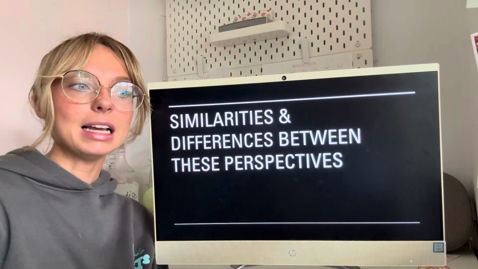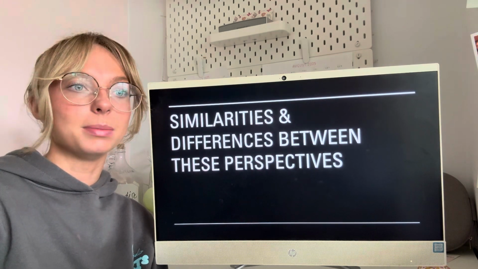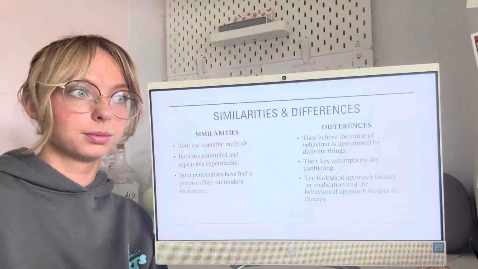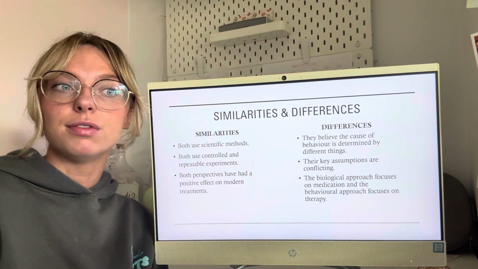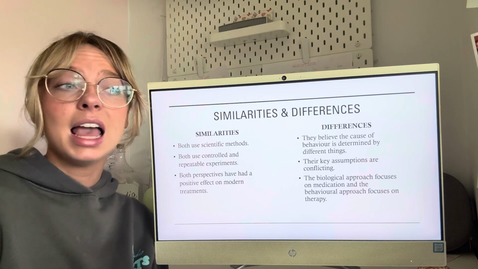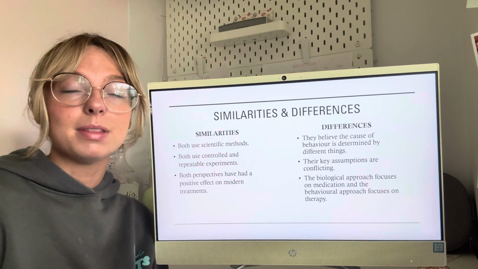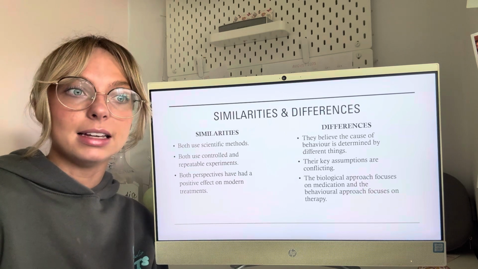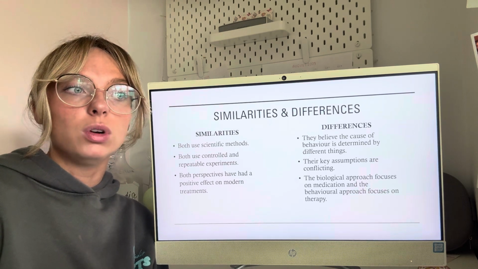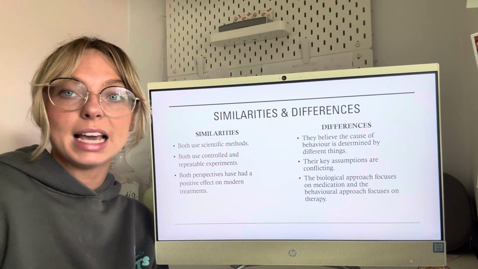Let's look at the similarities and differences of the perspectives themselves. Even though the biological and behavioural perspectives are very different, they do have their similarities. They both use scientific methods to study behaviour. They both use controlled clinical settings. Both perspectives are focused that behaviour is determined by factors we cannot control.